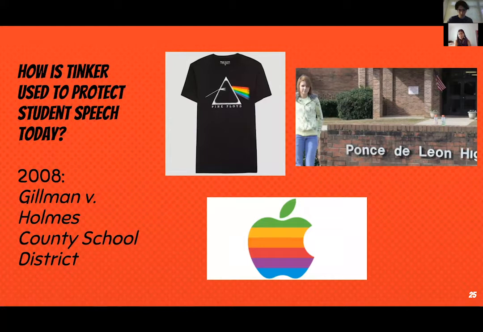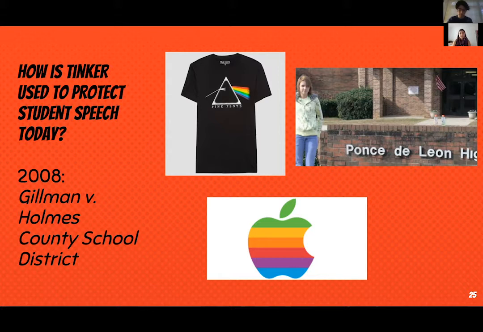An example of this was in 2008, where Ms. Gilman, this child over here, was going to school and she wanted to show support, she and her friends, actually, for a cousin of hers who was in the LGBTQ plus community, and they wanted to do so by wearing rainbows. So an example would be a Pink Floyd t-shirt with a rainbow on it, or a rainbow belt, or the Apple logo with a rainbow on it. And the principal was outraged by this and continuously tried to stop her and her friends from doing this.